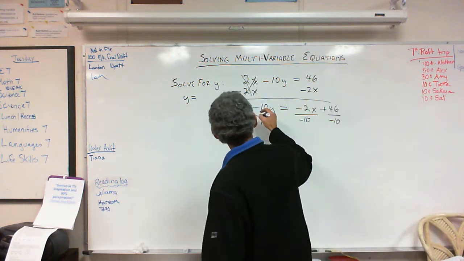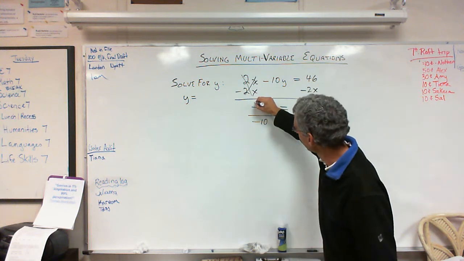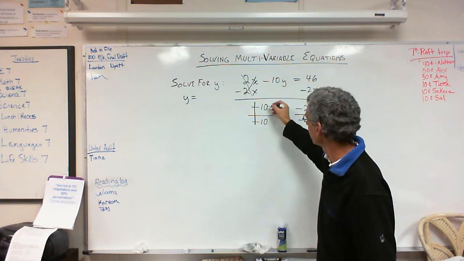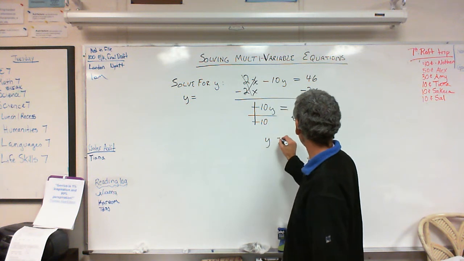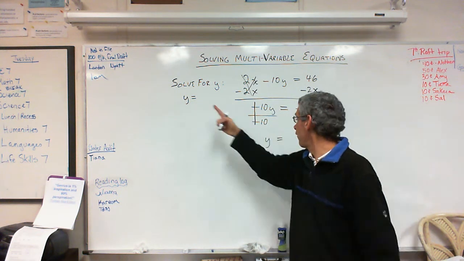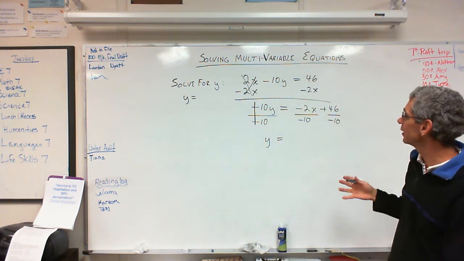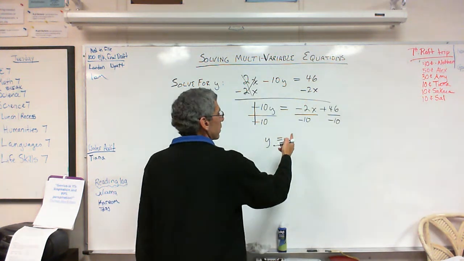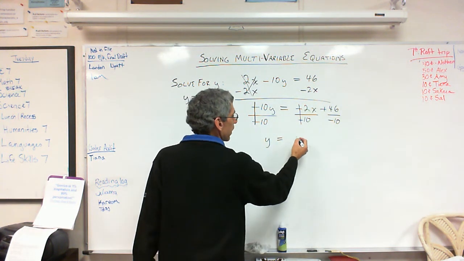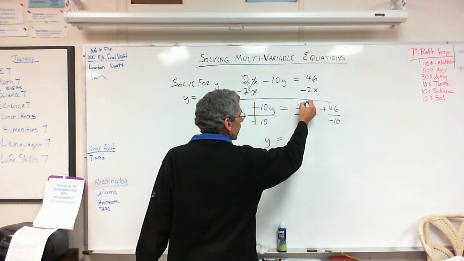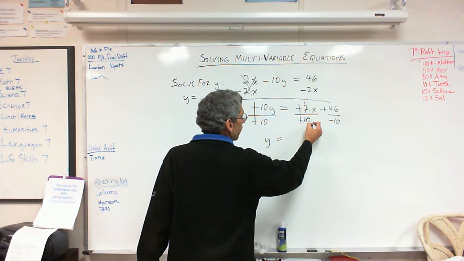So let's see what I get. Negative divided by negative is positive. 10 divided by 10 is 1, so all I have left is y over here. Equals. That's what I was going for. Y equals. That's so exciting. Y equals. And then, negative divided by negative is positive. And I have 2 goes into 2 once. 2 goes into 10 5 times.